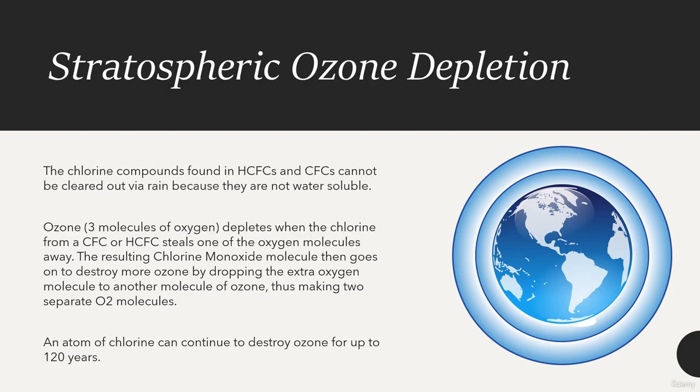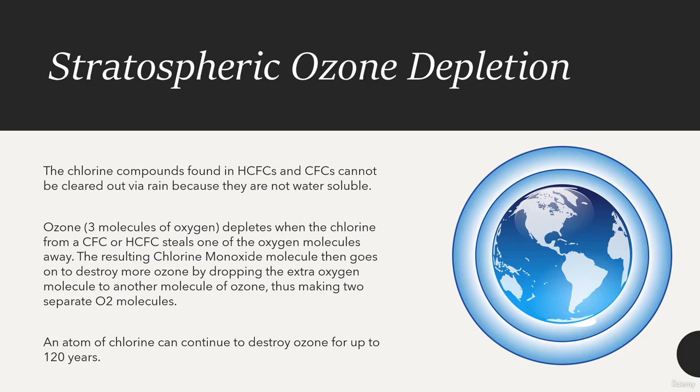The chlorine compounds found in HCFC and CFC refrigerants cannot be cleared out via the rain because they are not water soluble. Ozone, which is made up of 3 molecules of oxygen, depletes when the chlorine from a CFC or HCFC steals one of the oxygen molecules away. The resulting chlorine monoxide molecule then goes on to destroy additional ozone by dropping the extra oxygen molecule to another molecule of ozone, thus making 2 separate O2 molecules instead of an O3 ozone molecule.